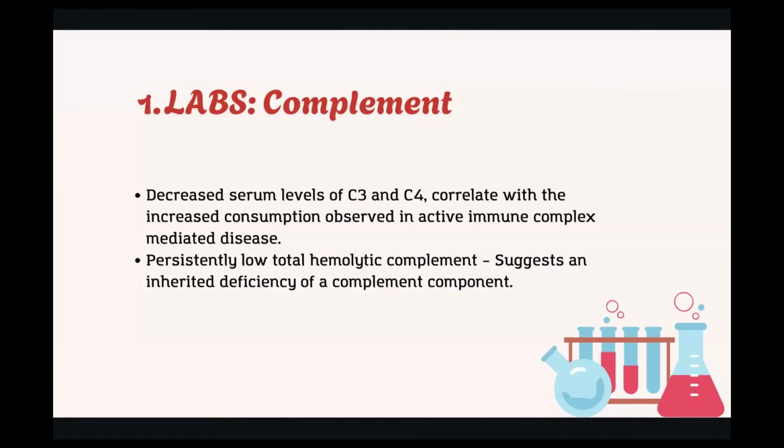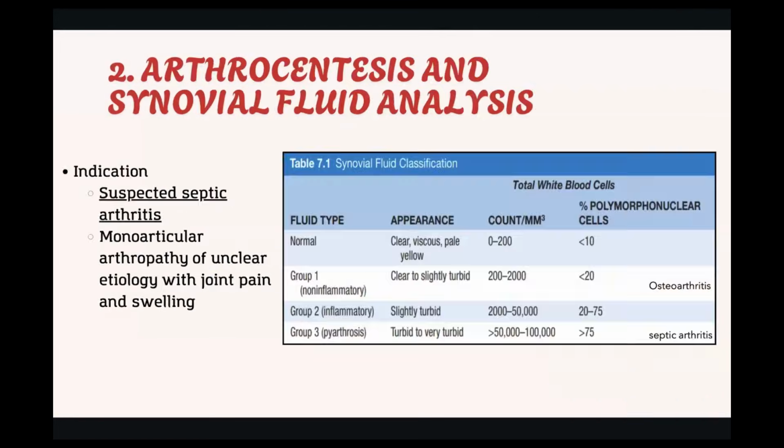So this complement, because it fights diseases or because it fights an inflammation, is going to decrease in inflammation. So if I measure the complement and I find that it is decreased, this means that there is an active immune complex mediated disease in the body, which is using up my complement. Sometimes we have genetically decreased complement, or not genetically, but just because of other diseases. So persistently low total hemolytic complement suggests an inherited deficiency of a complement component.